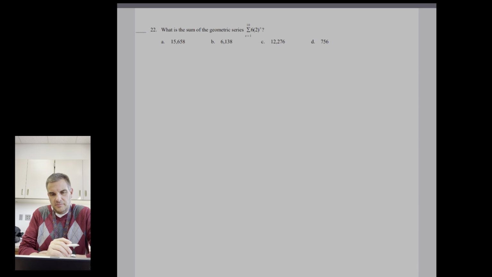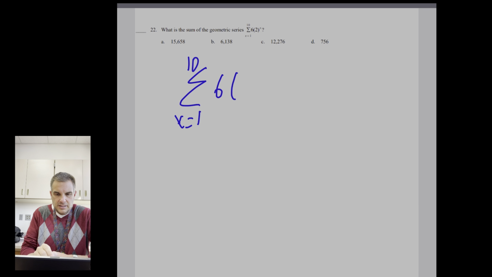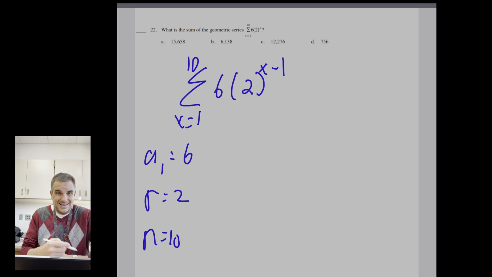Okay, so this one says the sum from 1 to 10 of 6 times 2 to the x power. So it's a little bit different, but I'll change this up on the test. On the test, this will say x equals 1 to 10 of 6 times 2 to the x minus 1. That's in the form that we've been dealing with. And I'll talk about the different form in just a second. But yours on the test will be in this form. So our A1 is 6. Our ratio is 2. And the end value is 10. That's the form we've been dealing with, that x minus 1 up there.